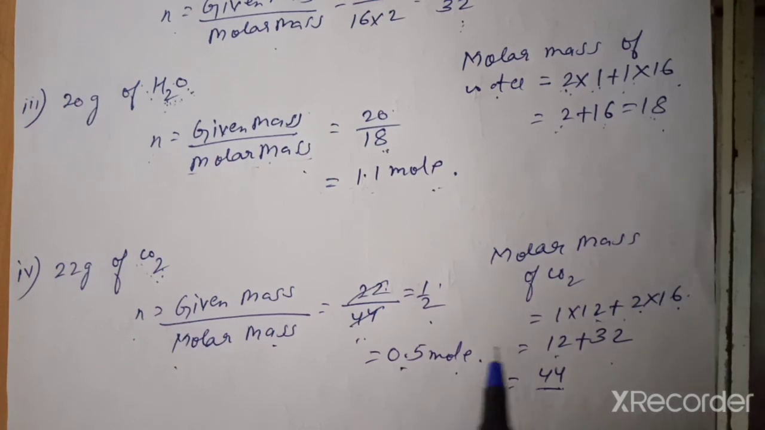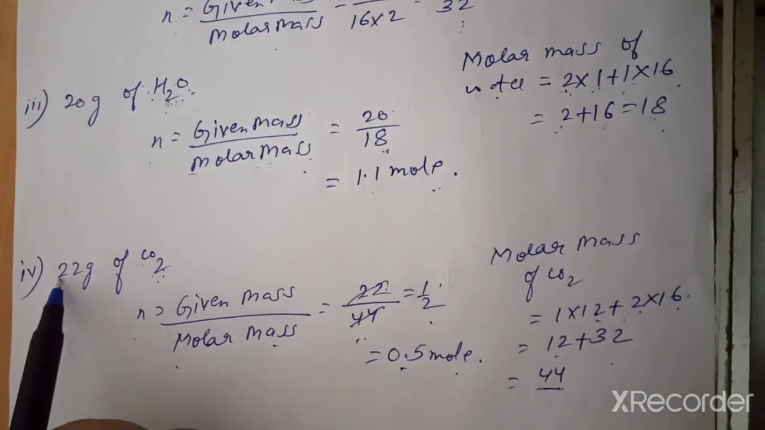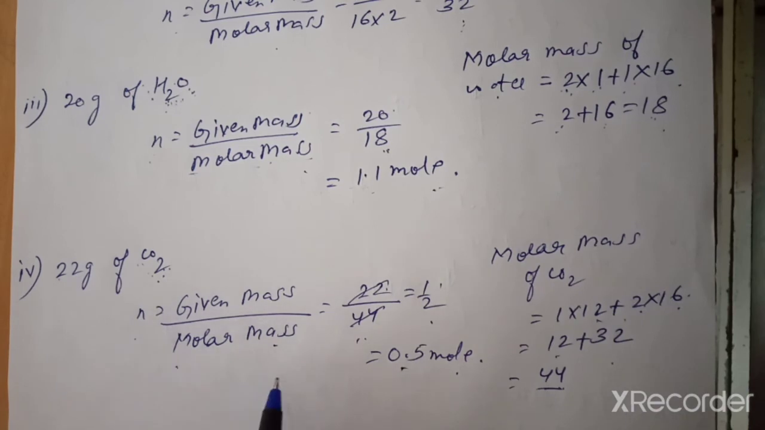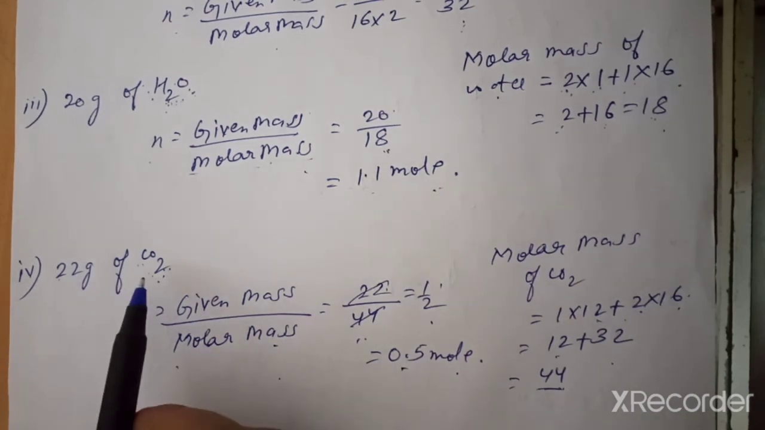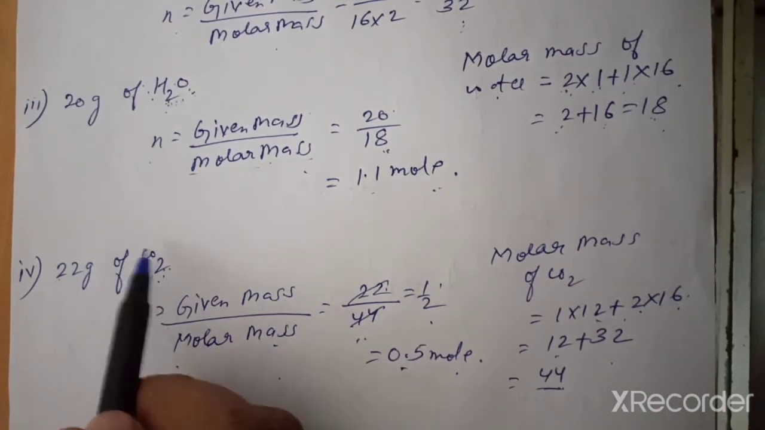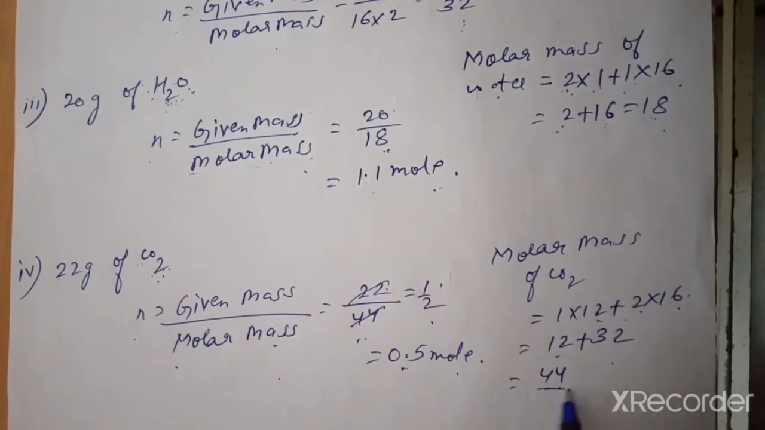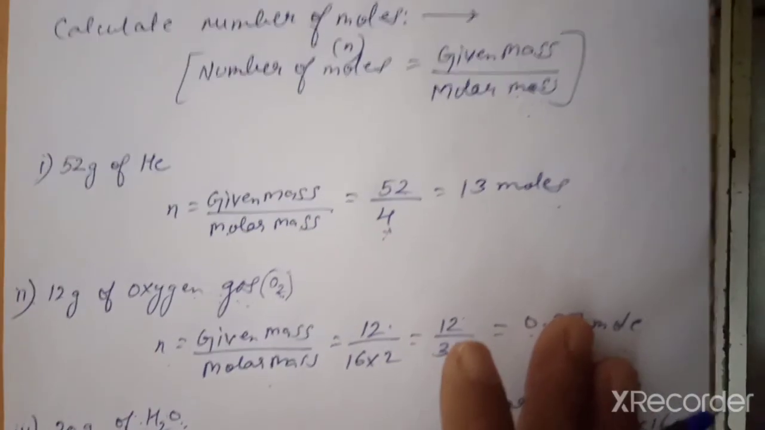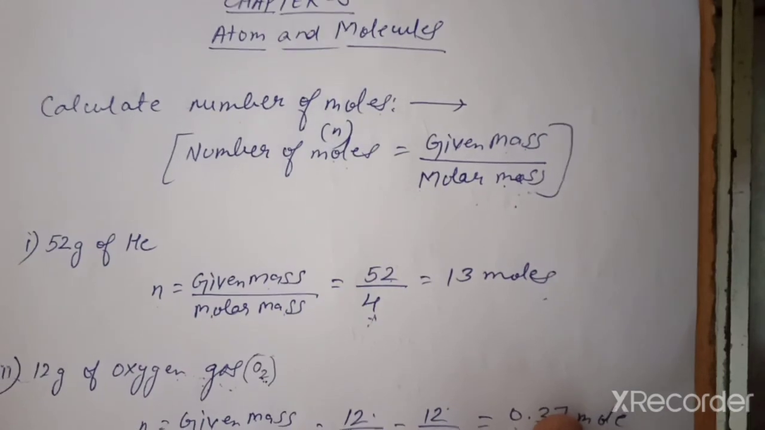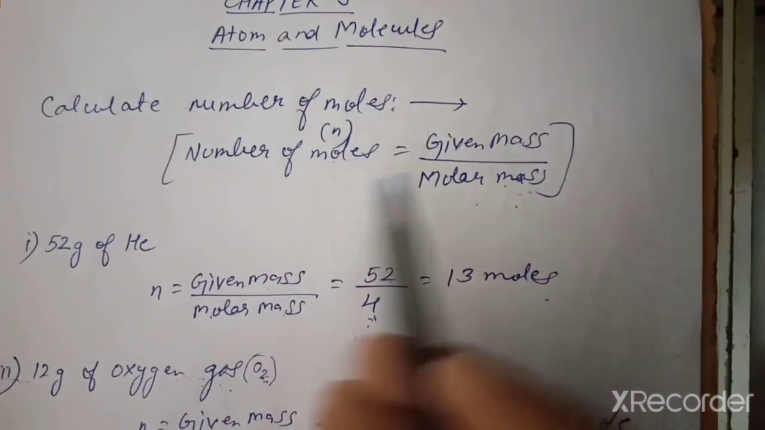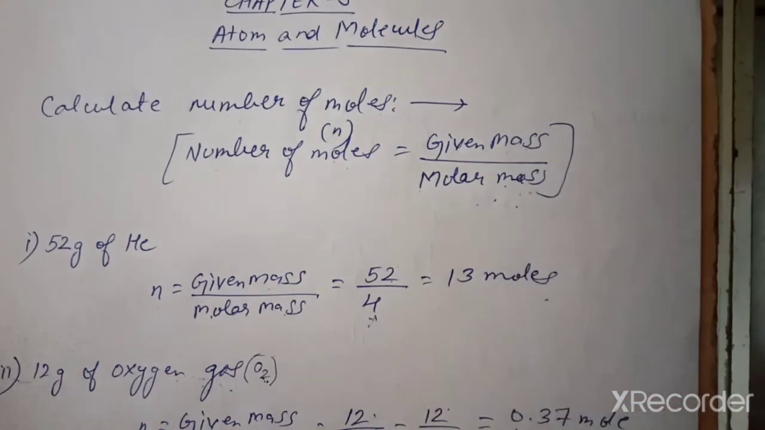Whenever a question is given, first you have to see the given mass and then calculate the molar mass of the compound. If a single element is present, we directly put its atomic mass. But if a single element is not present and a compound is there, you have to calculate the molar mass of the compound and then substitute the values in the formula. So today we have learned how to calculate the number of moles. Number of moles is the given mass divided by the molar mass.